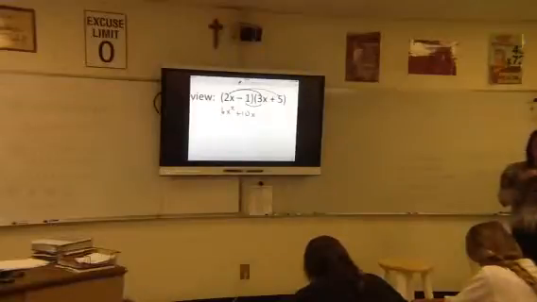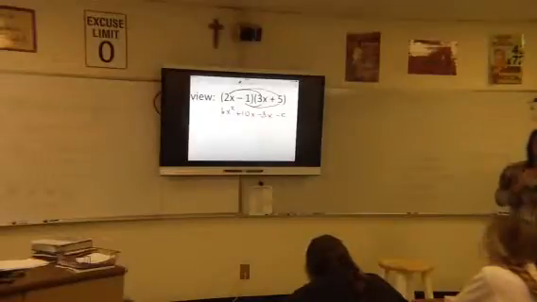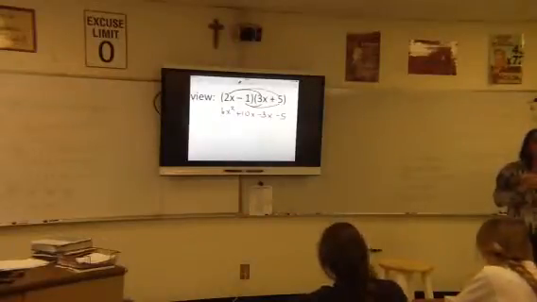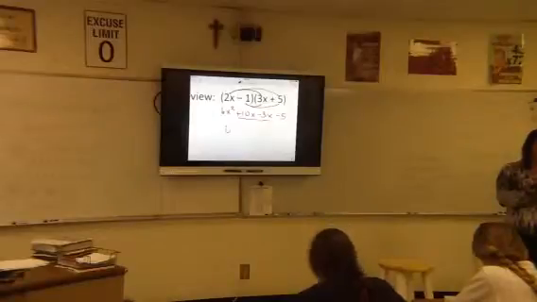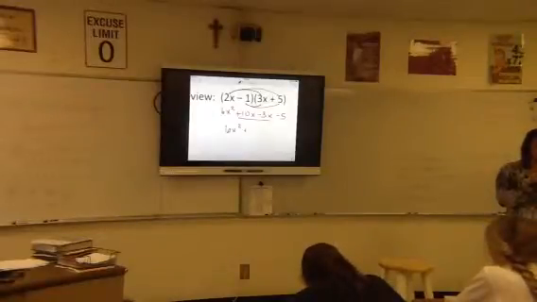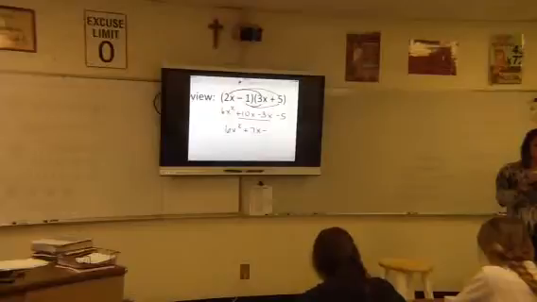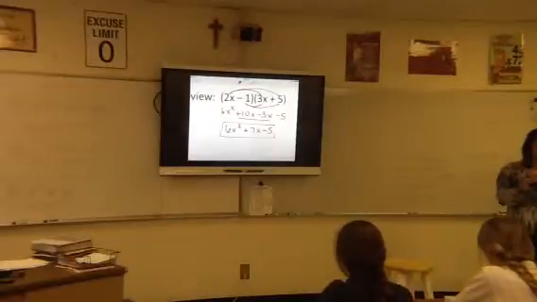Negative 3x. Negative 3x, so we're distributing that negative 1. And then negative 1 times 5, negative 5. Negative 5. Is everybody recalling that so far? And then what do we do for our last step? Add them together. Good. Add up the middle, combine like terms. Okay, so you got 6x squared plus 7x minus 5. Okay?